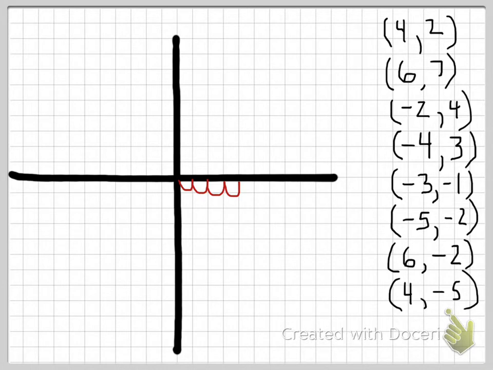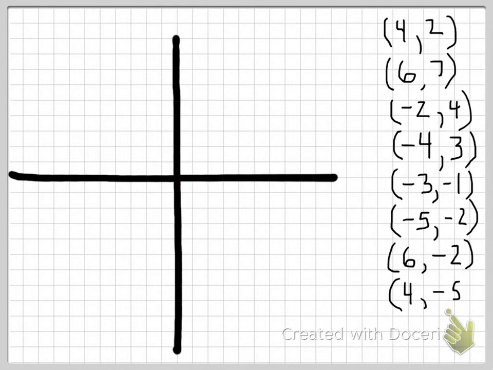Then I've gone over my 4, and now I need to do my y value, which is a positive 2. So that would be 2 jumps up. And this spot right here would be 4, 2. And again, you don't need to have all those jumpy marks on there. I just put those in so you can see what I was doing.